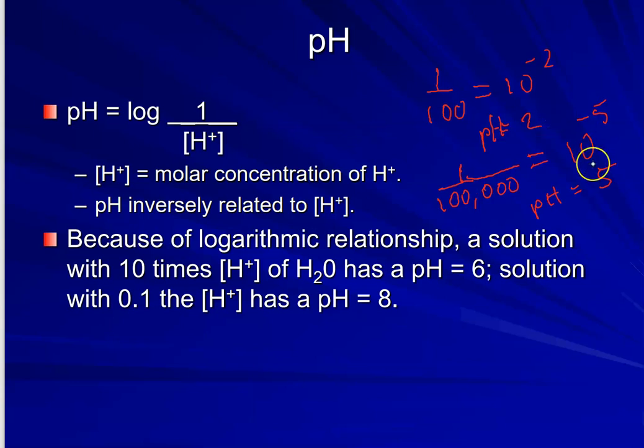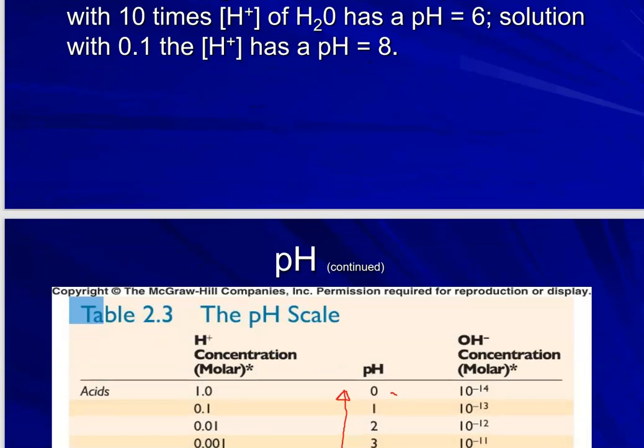So every pH number is a 10-fold difference. If you have a 3 pH number difference, that means it's the one with 3 zeros. That's a 1,000-fold difference. Okay, so that's something important to know.